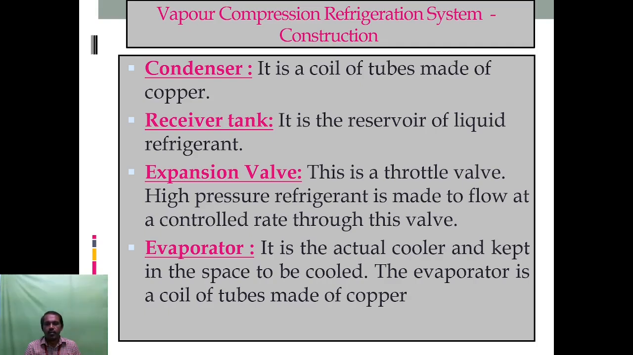And the expansion valve is a throttle valve. High pressure refrigerant is made to flow at a controlled rate through this valve. The expansion valve converts high pressure to low pressure. Evaporator: the evaporator is actually the cooler kept in the space to be cooled. It is a coil of tubes made of copper. Here the low temperature, low pressure liquid turns to vapor by absorbing heat from the cool space.